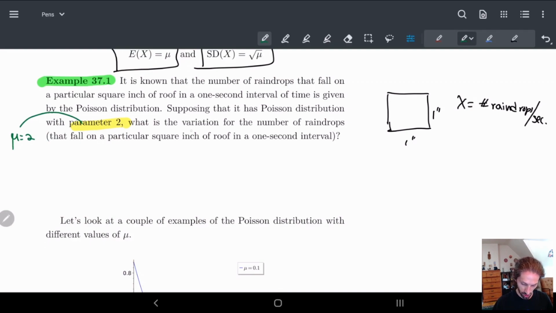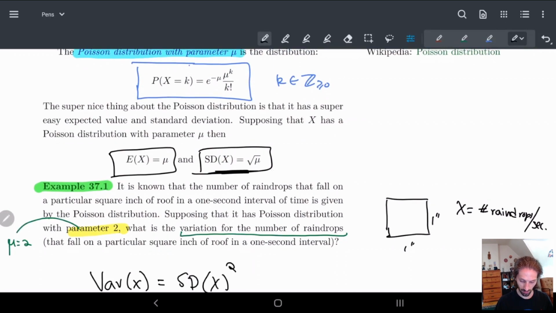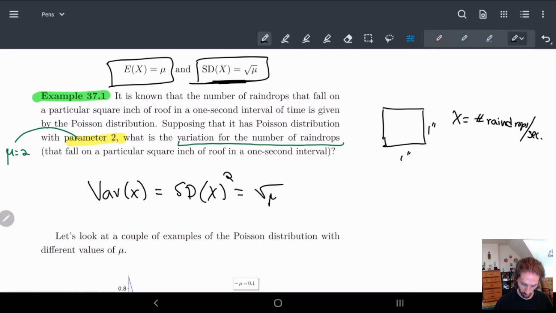What is the variance for the number of raindrops that fall on the particular thing? Remember, variance is E of x squared minus E of x, squared. But in this case, we actually don't have a lot of work to do. The variance of x is just the standard deviation of x squared, right? Standard deviation of x, we're already told, is square root of mu. Square root of mu squared is just mu. And mu, we're told, is just 2. Done. Bam! Look at this! Easy problems.